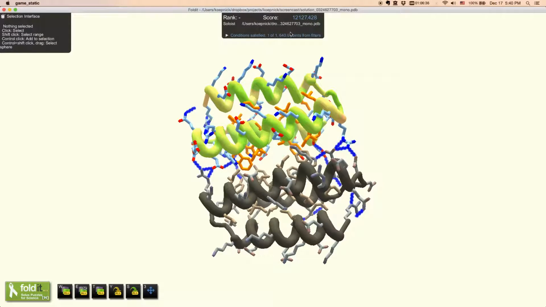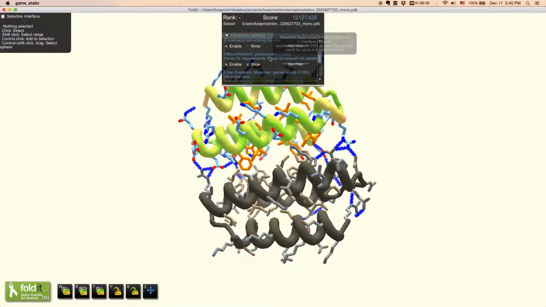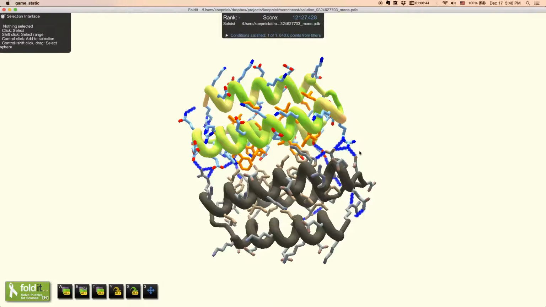And the reason for that is, remember, if we looked up at the network filter, you will only get credit for up to 4 interface bonds. So what Foldit will do is it will go through and find all of your networks, and then it will start assigning points starting with the most satisfied network. So if you have a network that's getting 100% satisfied and then another network that's only 77% satisfied, Foldit will make sure that you're getting credit for the H bonds in the 100% satisfied network.